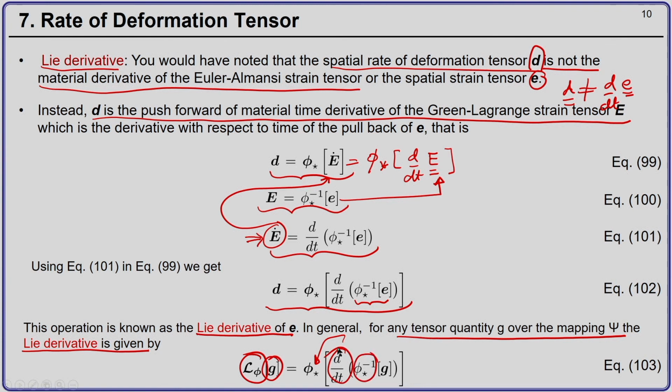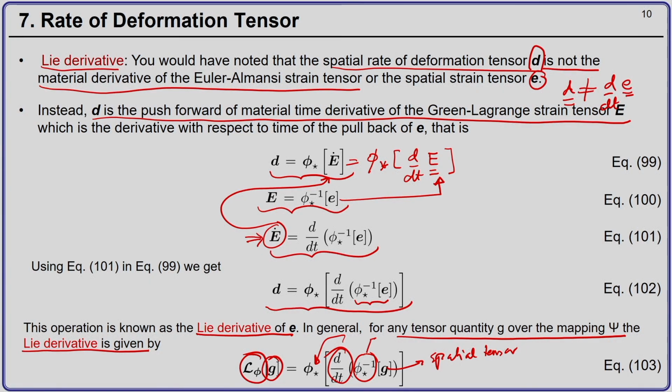So, if you want to compute, and G is a spatial quantity, okay, so this is a spatial tensor. If you have to take the material time derivative of a spatial tensor, then what you have to do? You have to pull it back to the material configuration, take the material time derivative and push it forward to the spatial configuration. Okay. So, first is pull back, then the material time derivative, and third push forward. Okay. So, Lie derivative consists of 3 steps: pull back, time derivative, push forward. Okay.